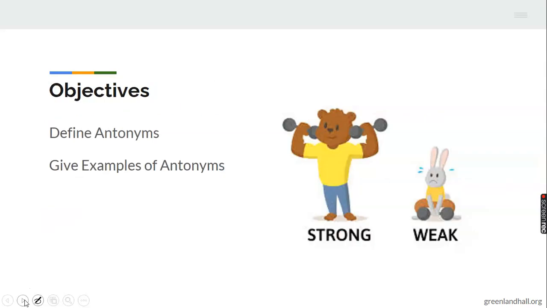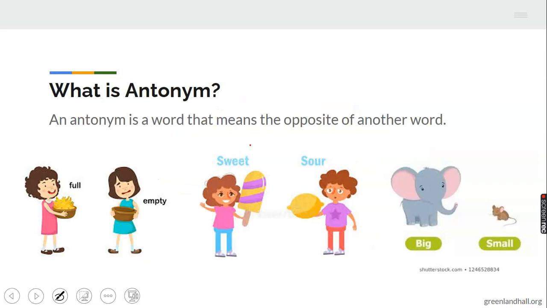Now, what are the objectives today? Today, I expect for you to be able to define antonyms. You should give examples of antonyms. Let's get to it. Now, what is an antonym? An antonym is a word that means the opposite of another word.